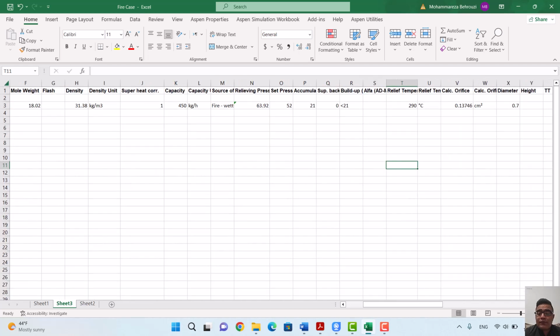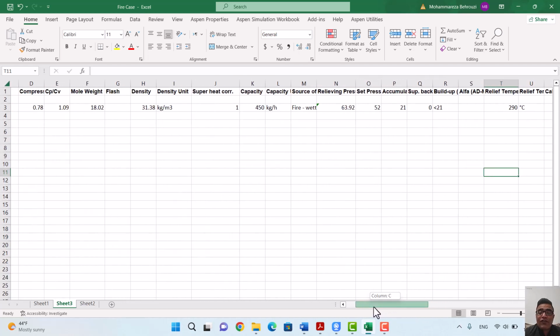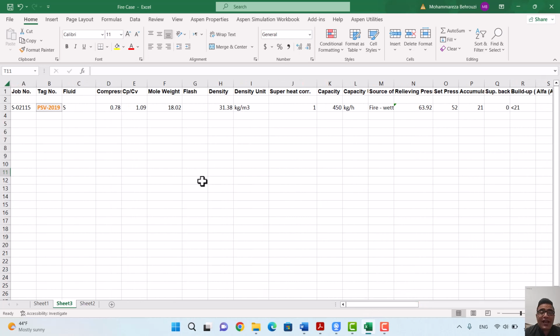But before focusing on other things, we just want to calculate the relief pressures right now. You know that the set pressure is 52 bar gauge. And by the way, the set pressure is equal to the design pressure of the pipelines before those PSVs. So here it is, let's say it is done, and here I'm going to create the Excel sheet for you.